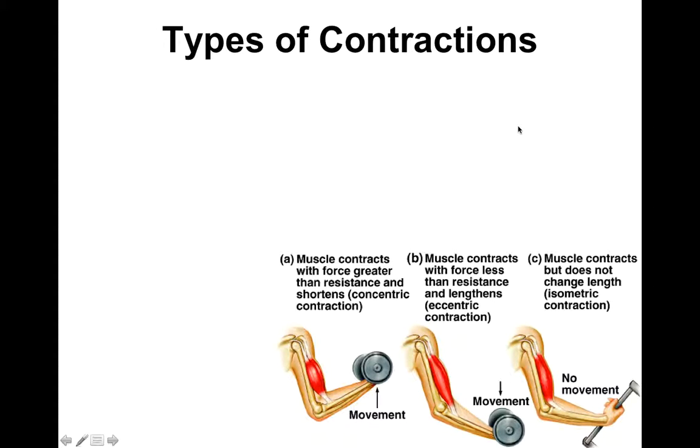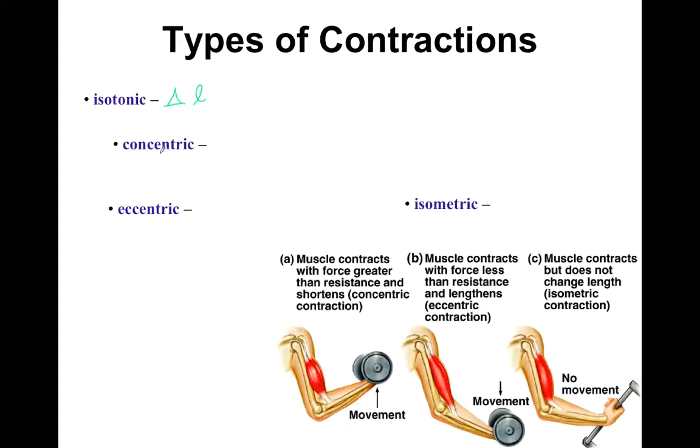Types of contractions. We have isotonic contractions and isometric contractions. Isotonic contractions are when muscles contract and they change length. Okay, so muscles contract and they change their length.